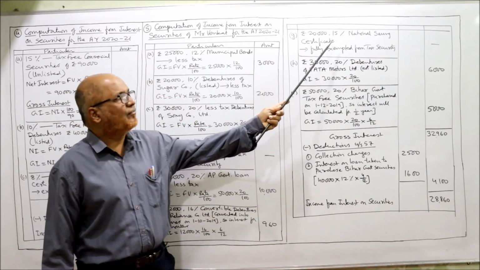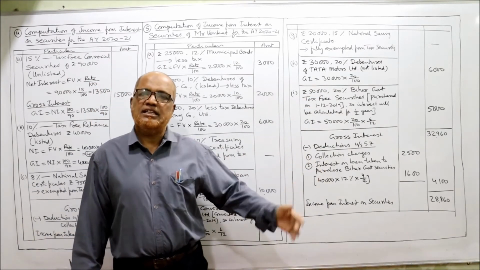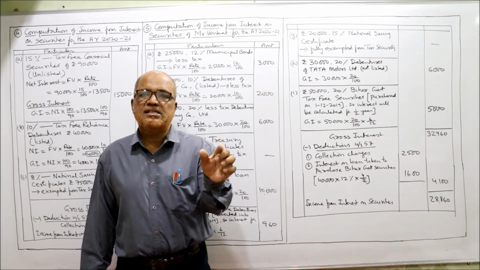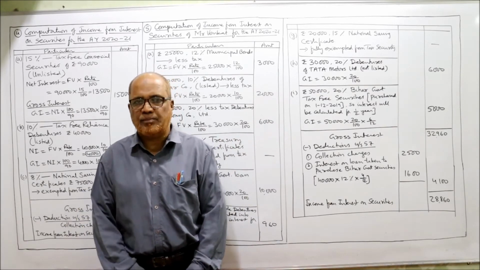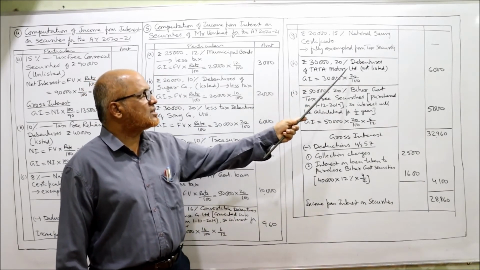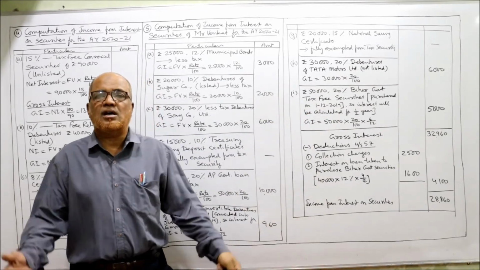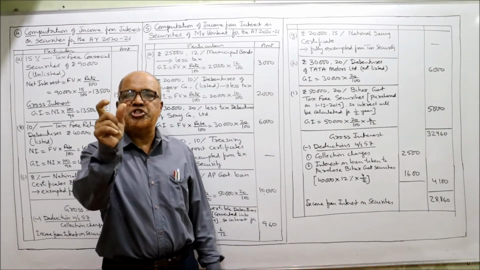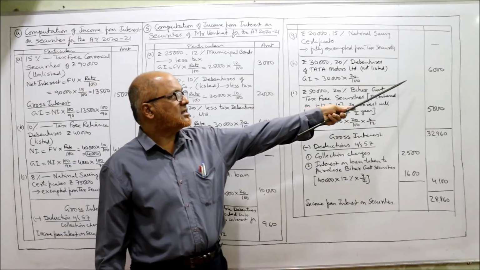Rupees 20,000, 15% National Savings Certificate. Already we have discussed in the introduction video, National Savings Certificate is a fully exempted tax security. Interest is not taxable. Put a dash. 30,000, 20% debentures of Tata Motors Limited, not listed. Forget about not listed. Only debentures of Tata Motors is given, so again it is a less tax security. So only one step: GI is equal to face value into rate by 100. 30,000 into 20 by 100, 6,000.